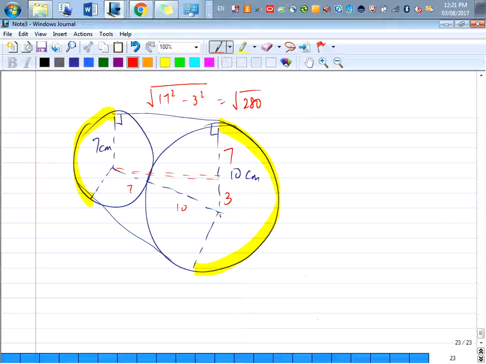Now, this one is also of the same length. This part. Do you agree that this red part is also the same length? Because they are tangents to a circle. This is also 90 degrees, same as this. Using the same logic, this will also be the square root of 280. Yes, we are using Pythagoras.